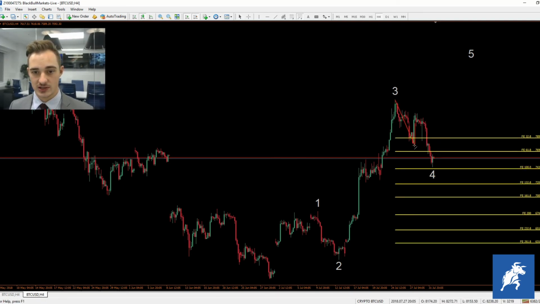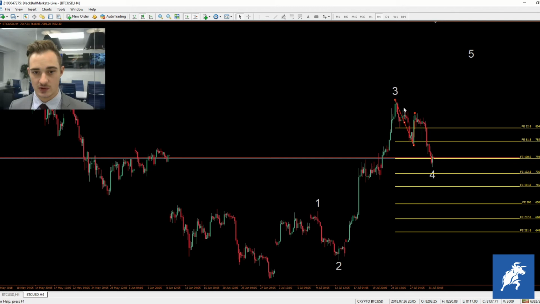So if we use our expansion again, measure this first move to the downside, which is this leg over here, and its retracement, you can see it has also hit pretty much on that 100% as well. So that is also a good move.